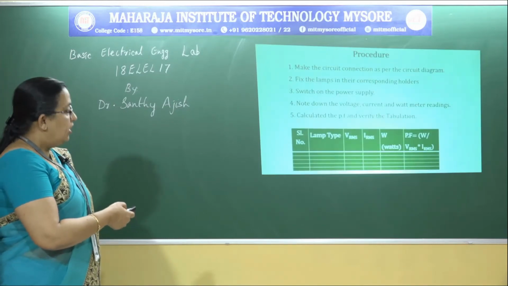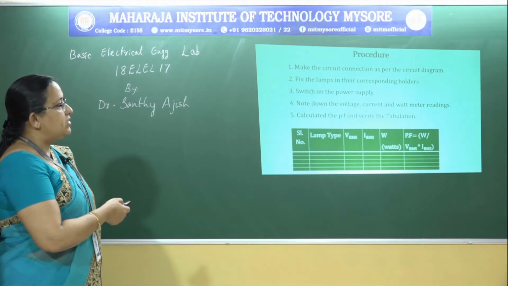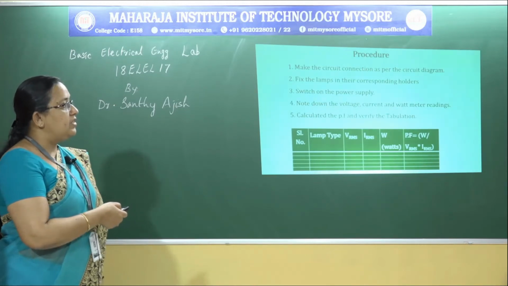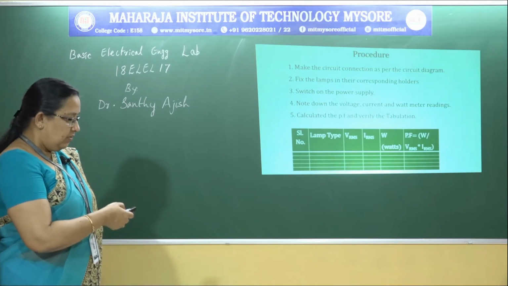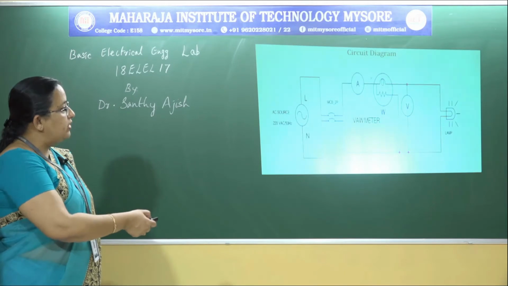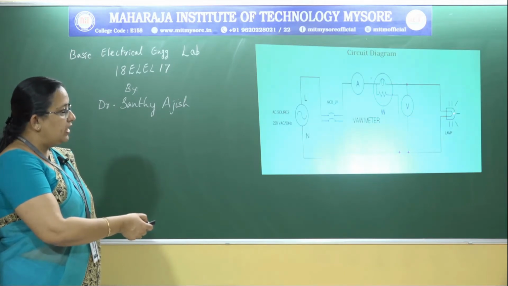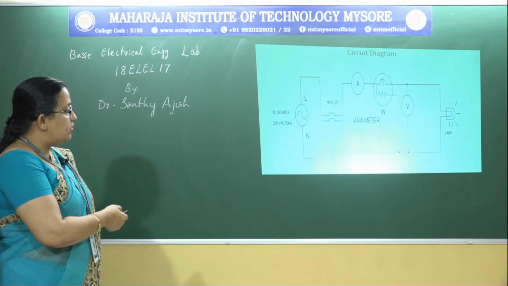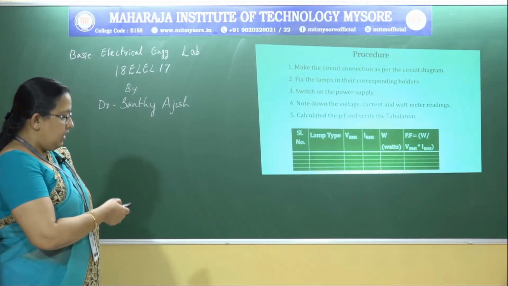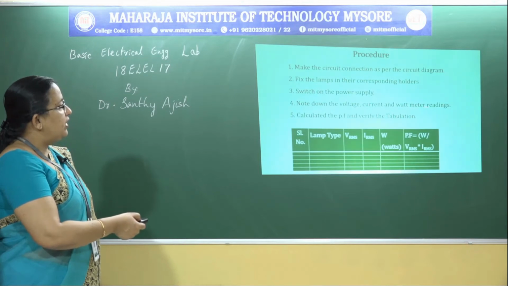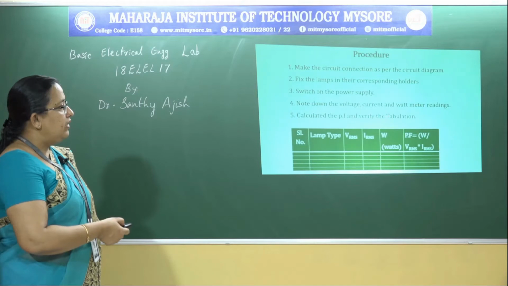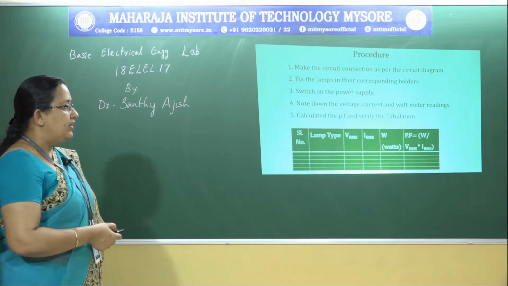So this is the procedure: make the circuit connection as per the diagram, then fix the lamps in the corresponding holders. This is the lamp holder, here we can change the lamps by using a switch. Then switch on the power supply, note down the voltage, current and wattmeter readings, calculate the PF and verify the tabulation.